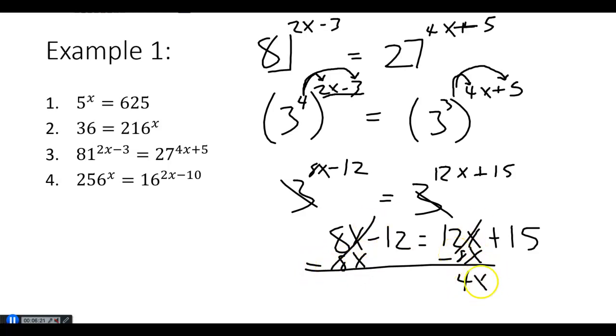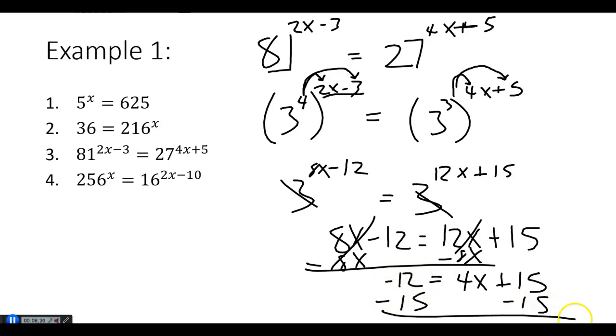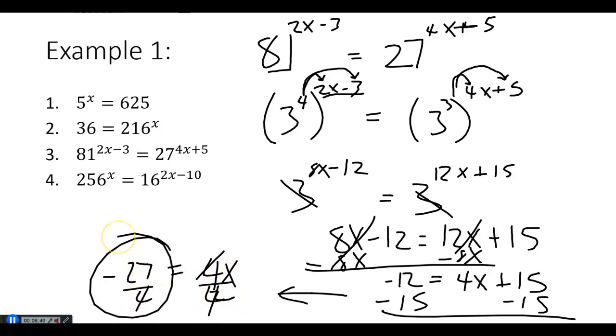That would give me 4x plus 15 is equal to negative 12. Then I would subtract 15 on both sides. And that would leave me with the following. I'd have 4x on the right side. On the left side, I would have negative 27. And then finally, division by 4 on both sides will give me my final answer of negative 27 fourths.